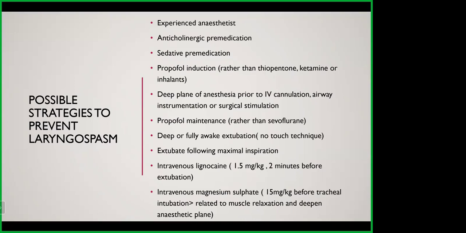the no-touch technique. During extubation, positive pressure is given, which will reduce the tone of the adductor muscles, as well as pull the secretions up, and induce an artificial cough, which reduces the chances of laryngospasm. Apart from these, intravenous lignocaine and intravenous magnesium sulfate have also been implicated in the prevention of laryngospasm.